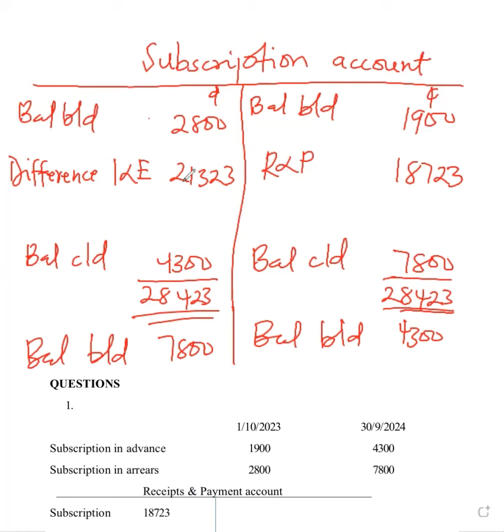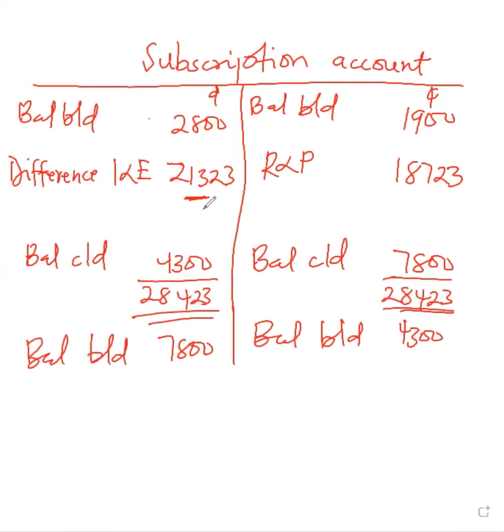So when you are preparing your income and expenditure and you're writing your income and you write subscription, this is the amount that you are going to write for subscription. That is the amount for that particular accounting period, not the 18,723. If you write 18,723 as your income for subscription for that particular period, you are wrong. So this is how we prepare the subscription account.